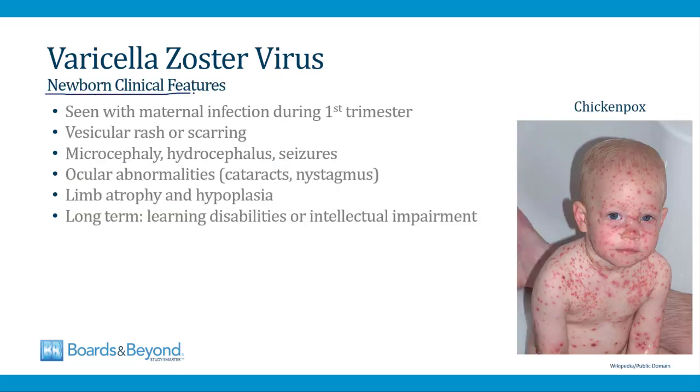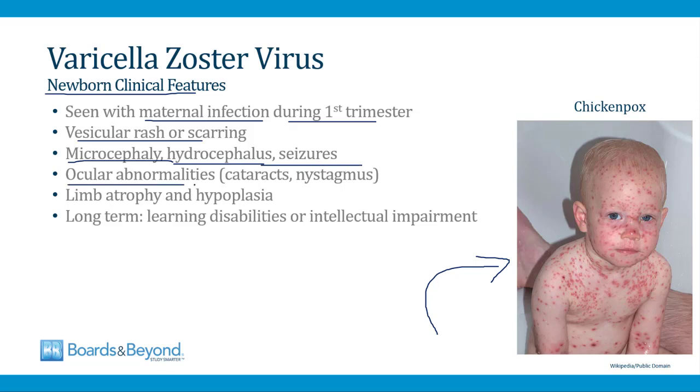So as I said, newborns will have clinical features of varicella infection only if there was a maternal primary infection during the first trimester. Findings you can see in the baby include a vesicular rash or scarring. This is a picture of a child with chickenpox, and babies born to mothers who have varicella infection can have a similar rash and scars. The virus can involve the central nervous system in the baby, so there can be problems like microcephaly and hydrocephalus and seizures. The eyes can also be affected, and there can be cataracts or nystagmus. And then in some babies, there's atrophy and hypoplasia of the limbs because of varicella infection. And beyond all these things, there are long-term consequences to infection. These children often end up developing learning disabilities or intellectual impairment.